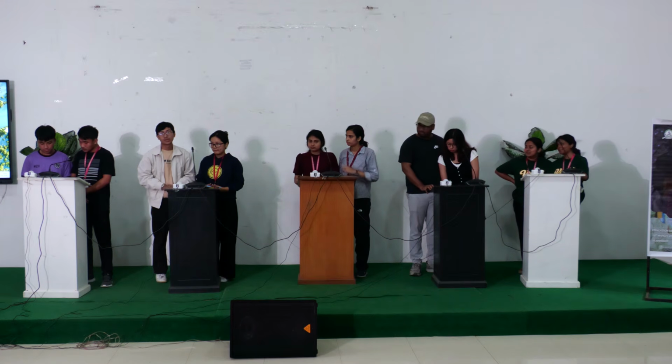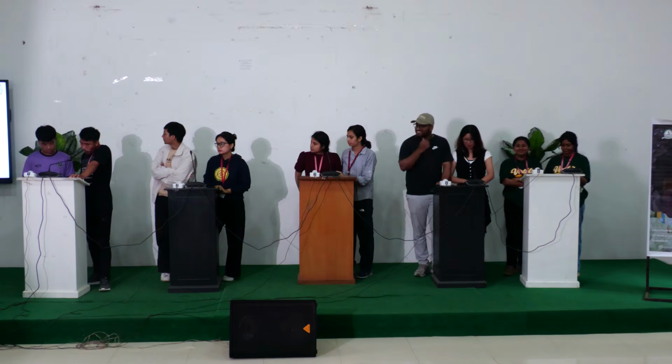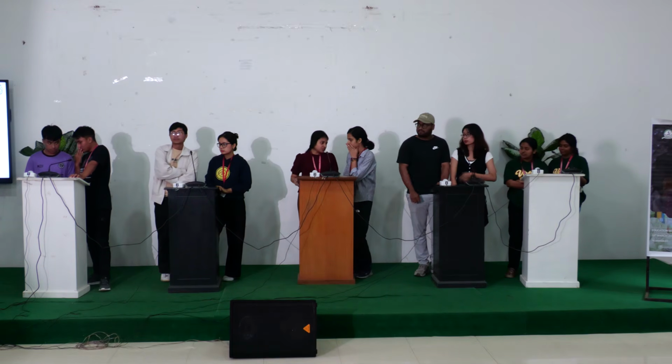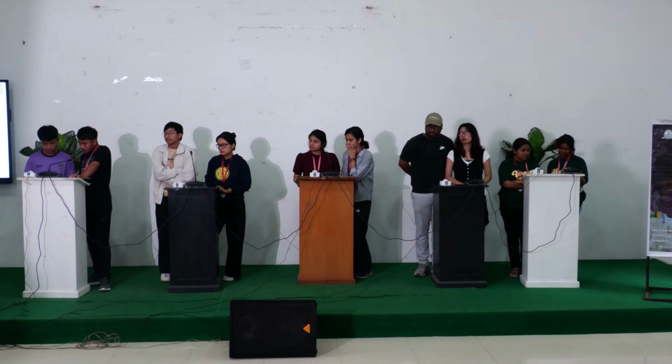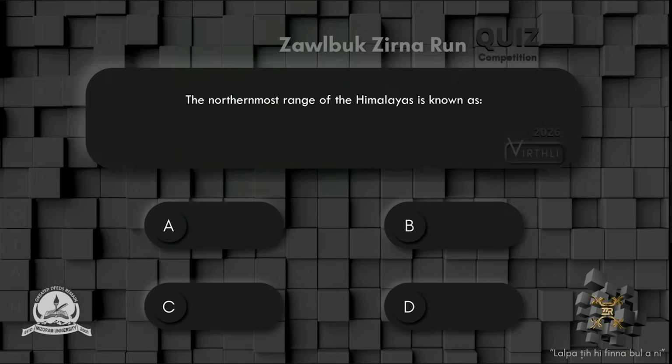Alright, table 1, this is going to be your first question. Okay, so we will start with our first round of question. The northernmost range of the Himalayas is known as, and these are your options. Option A, the Outer Himalayas. B, the Lesser Himalayas. C, the Great Himalayas or Himadri. And D, the Shivaliks. And your time starts now.